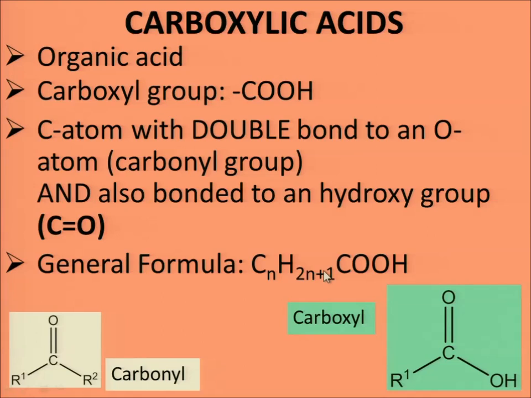CnH2n+1COOH. So just for clarity, this is a carbonyl group. There is a carbon with a double bond to an oxygen, and the rest of the chain is just carbons and hydrogens. A carboxyl group is a carbon with a double bond to an oxygen, and then that carbon is also bonded to an OH group.